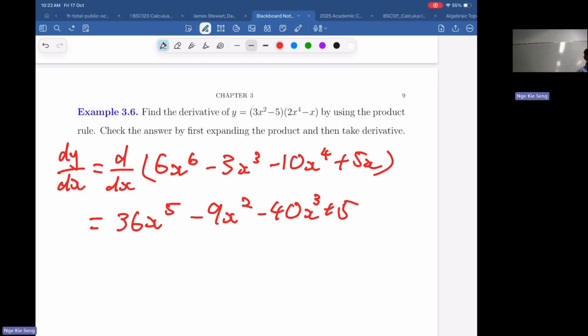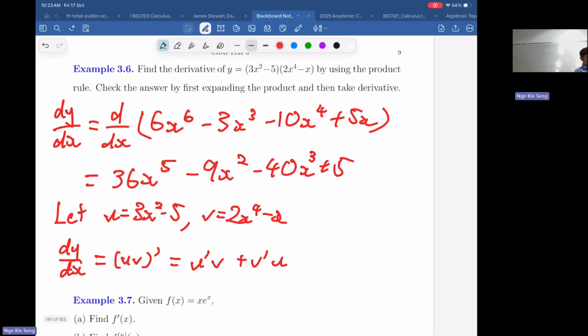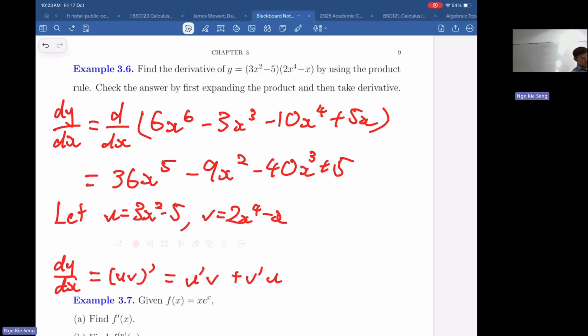In that case, try and use the product rule and then compute it. Now your u is 3x squared minus 5, and v is 2x to the 4 minus x. Try and use the formula: dy/dx equals (uv)' equals u'v plus v'u. I'll give you 1 minute. Try and compute this. Let's check if you get the same thing or not.